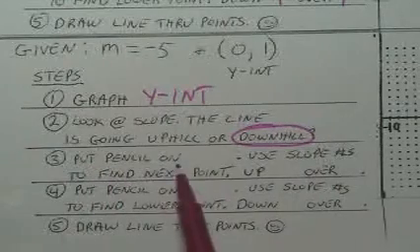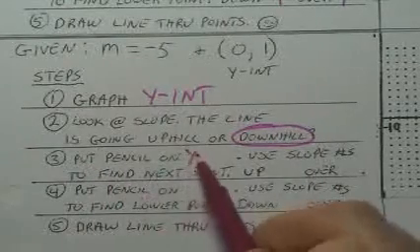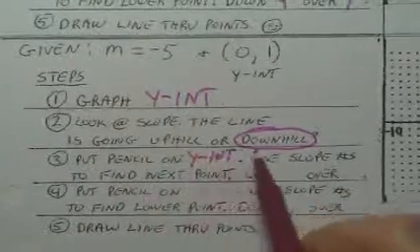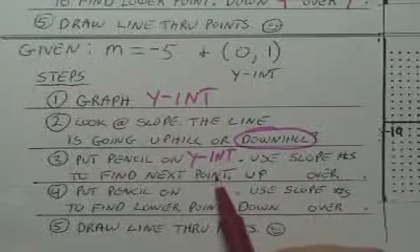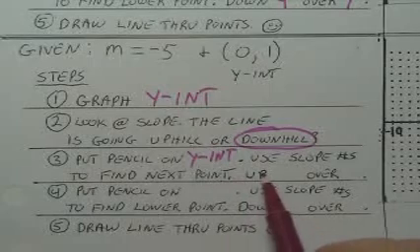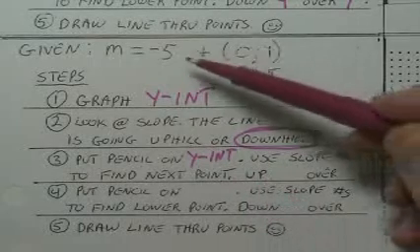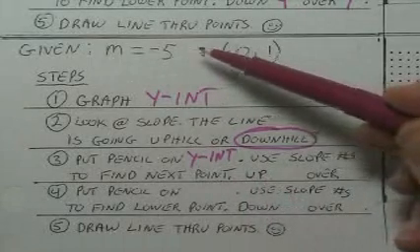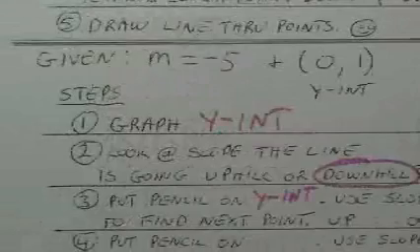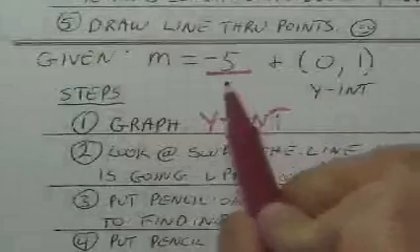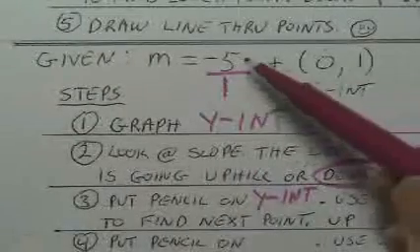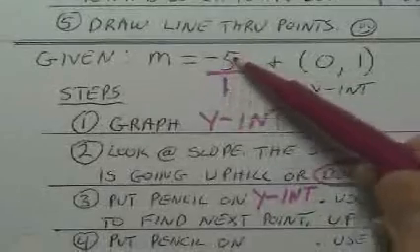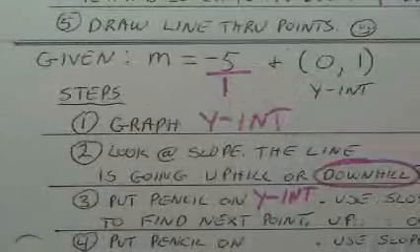Step 3. Put pencil on the y-intercept and use the slope numbers to find the next point. You're going to go up. Hey, wait a minute here. That's not a fraction. So what are you going to do in that situation? What we do is you simply put a 1 under it. So this means we're going to go up 5 and over 1, down 5 and over 1.